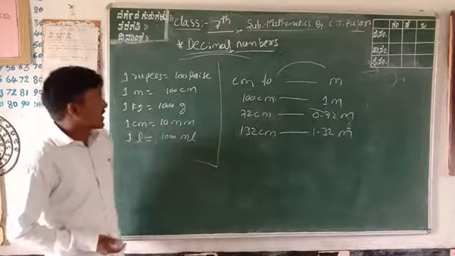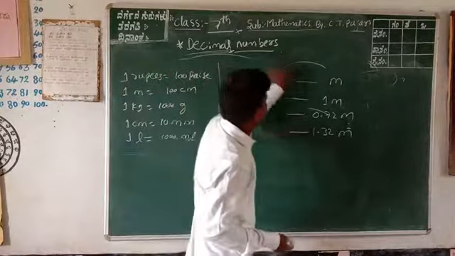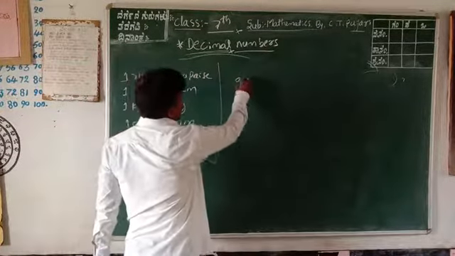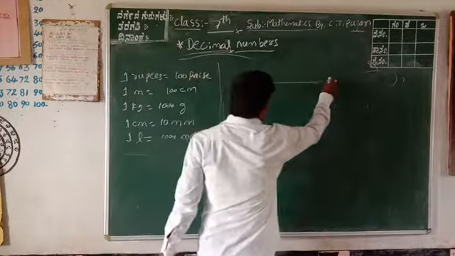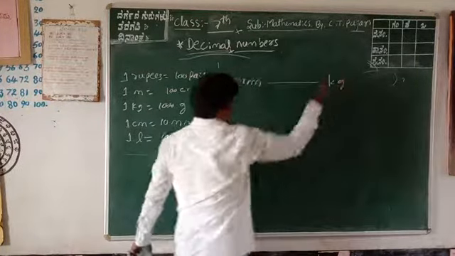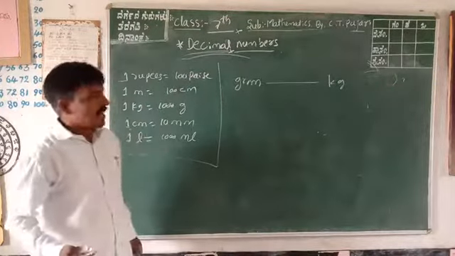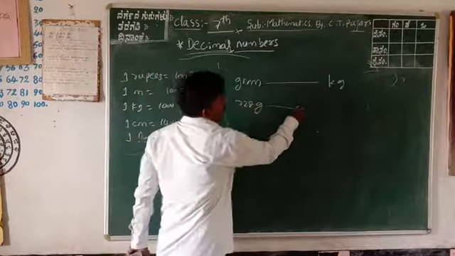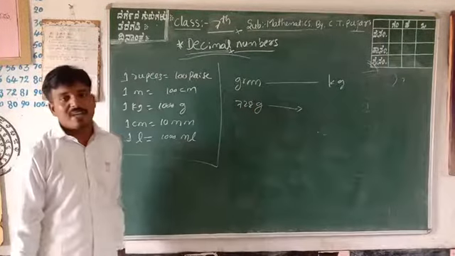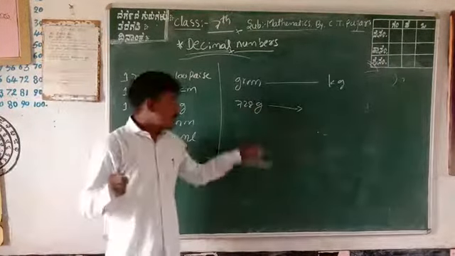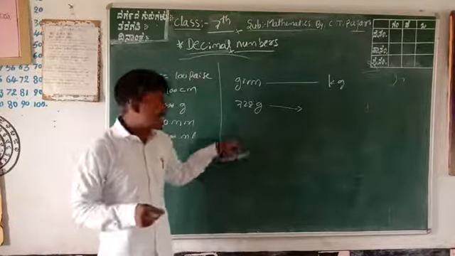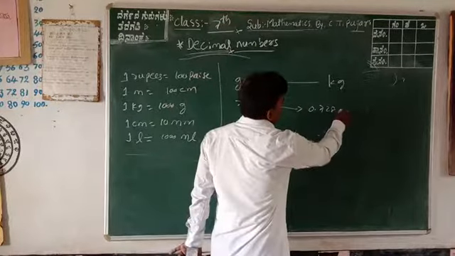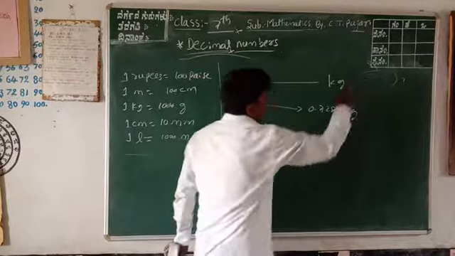What about next? Kg and grams. Convert gram to kg. Again consider 728 grams. How many kg is it equal to? 1000 grams is equal to 1 kg, but this is less than 1 kg. That is 0.728 kg.